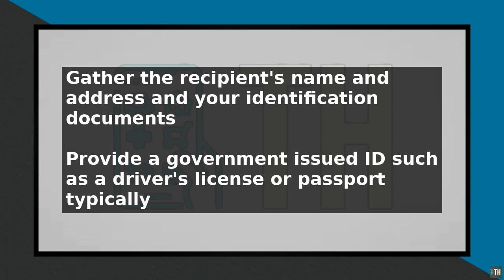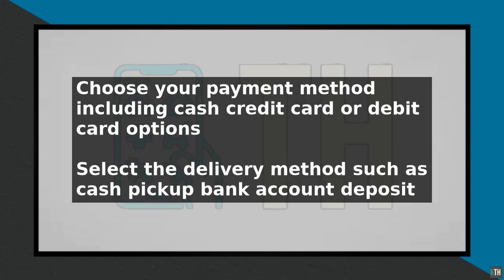On this form, you will need to provide the recipient's information, the amount you want to send, and the destination country. Choose your payment method, which can be cash, credit card, or debit card. Keep in mind that some payment methods may have additional fees, so be sure to ask the agent about any extra costs. You will also need to choose the delivery method, which can be cash pickup, bank account deposit, or mobile wallet deposit.